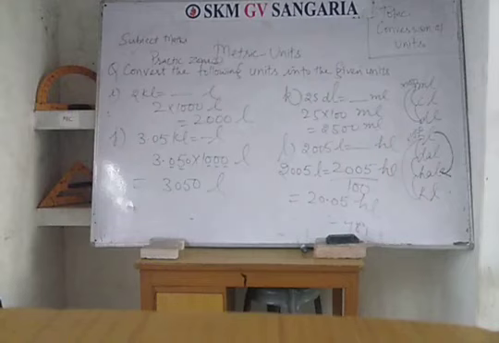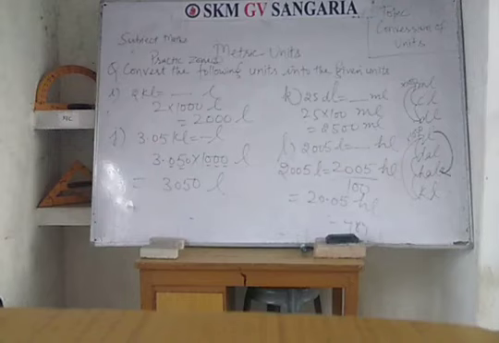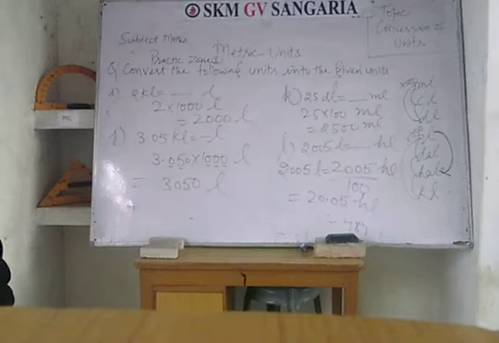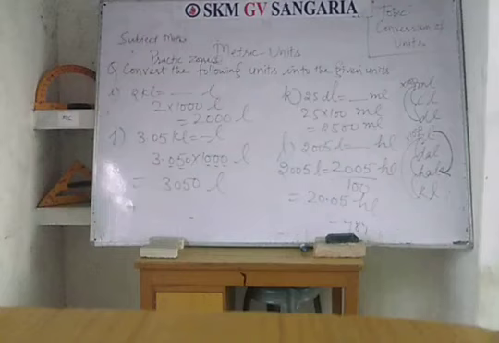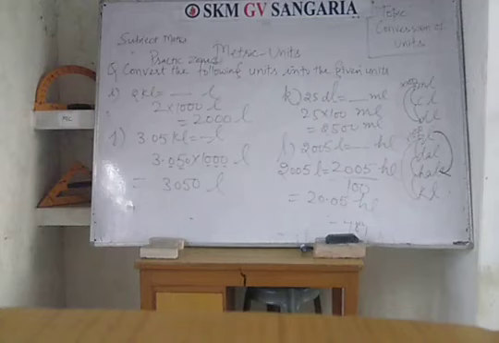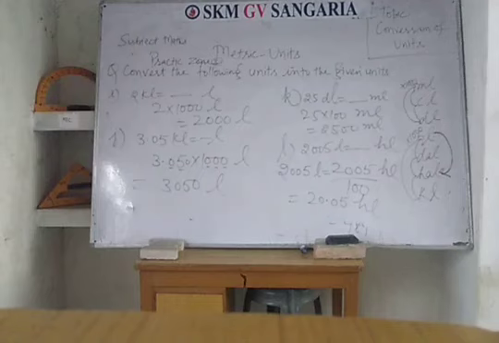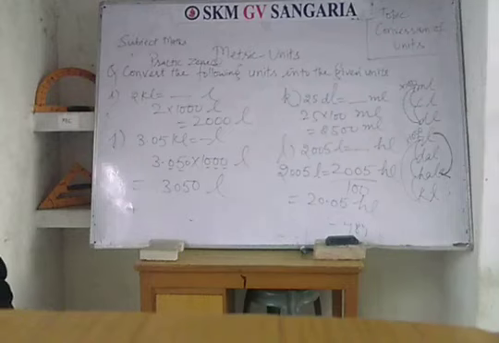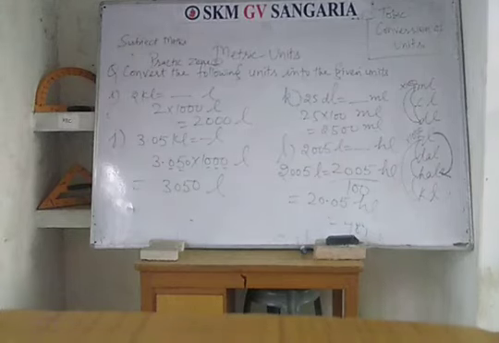1 mile is equal to 1760 yards, which is equal to 1.60934 kilometers, or 1609.34 meters. Then 1 pound, a unit of weight whose symbol is lb, is equal to 0.4535 kilogram. Quintal and ton are also non-metric units of weight. Their relationship with the metric unit: 1 quintal is equal to 100 kilograms, and 1 ton is equal to 1000 kilograms.